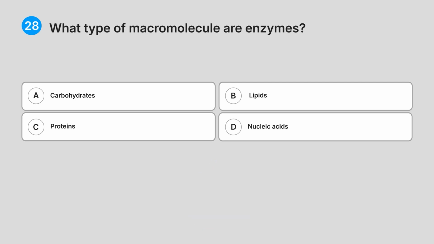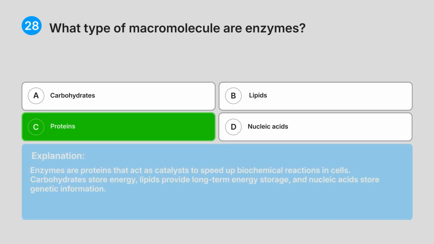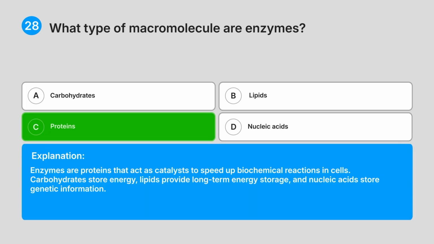Correct answer: C. Proteins. Explanation: enzymes are proteins that act as catalysts to speed up biochemical reactions in cells. Carbohydrates store energy. Lipids provide long-term energy storage, and nucleic acids store genetic information.